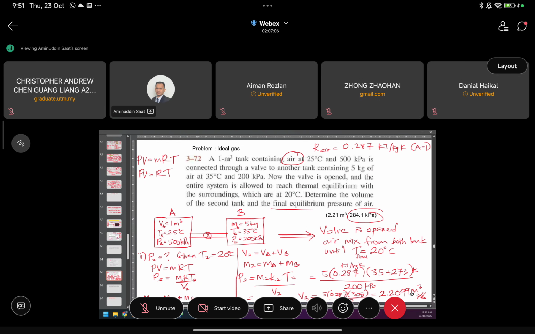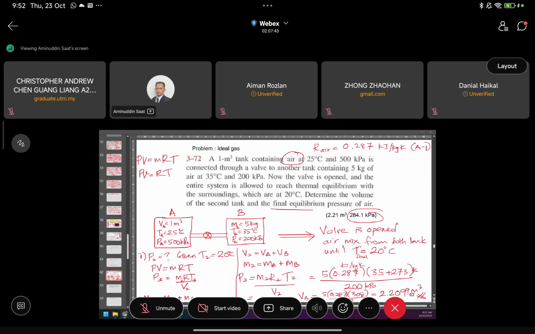Okay, any questions? If there is no question, later I will share some example exercises on the ideal gas, so that you can do them for improved understanding. Before we leave, let me share the QR code.